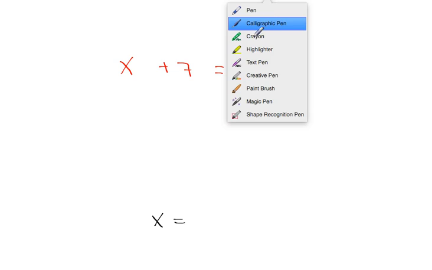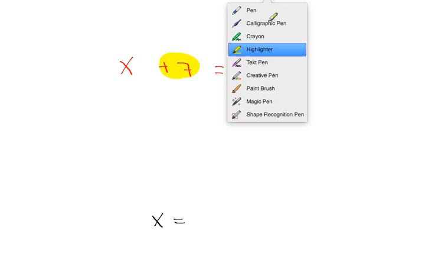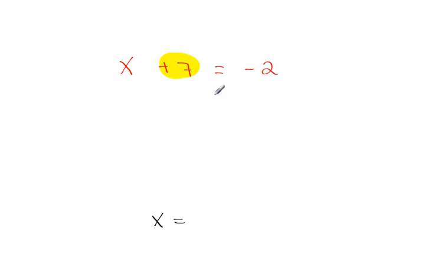I do not want this positive 7 on the left-hand side with the x. So my goal here is to get rid of this positive 7. So on the left-hand side, I'm adding 7. What would be the opposite of adding 7? Taking 7 away or subtracting 7, right? Same thing. So I'm going to subtract 7 here with the goal of just getting rid of the 7.